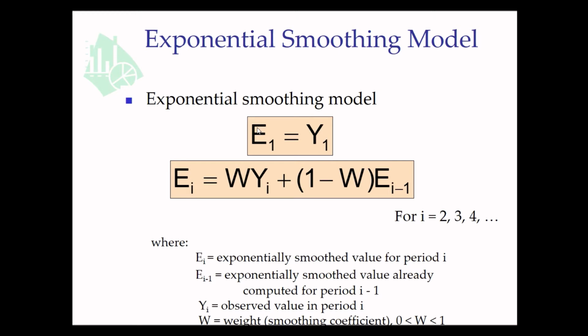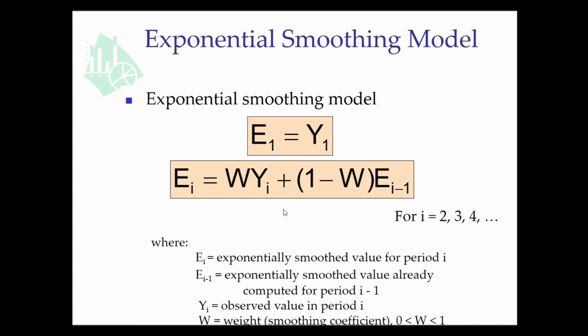We have the first smoothed value E1 equals the actual value in the first period, Y1. In general, for i from 2 to the end, we have Ei equals W times Yi plus (1 minus W) times Ei minus 1. So here, Ei is the exponentially smoothed value for period i, Yi is the observed value in period i, and W is the weight or smoothing coefficient.